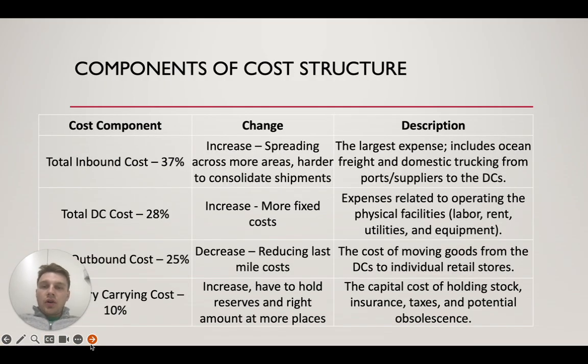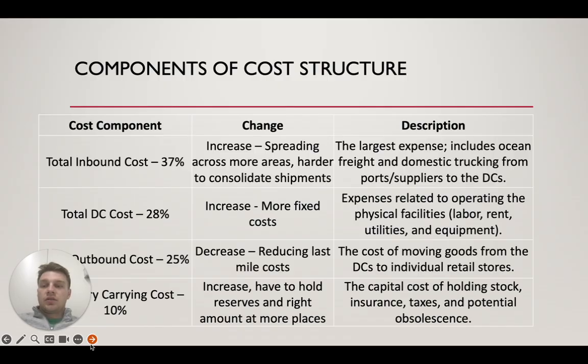So going over the components of the cost structures, starting with the total inbound cost, this was 37% of their total budget, and this was their biggest expense. And obviously, if you add more distribution centers, this cost is going to be going up, just because it's going to cost more to get it to these different locations.